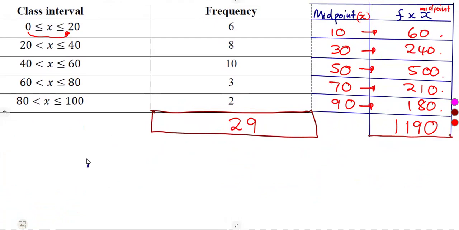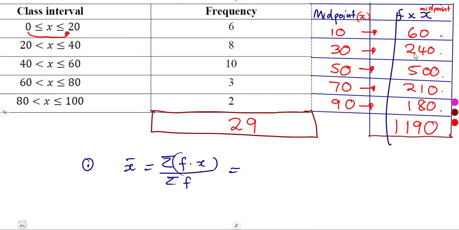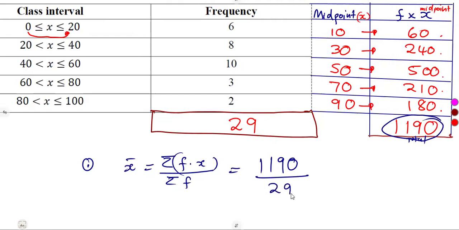So from these, the estimated mean is going to be what? From the formula that we are given, we are simply going to substitute the sum of frequency times midpoint that we calculated, this is the total. We got 1,190 over what? The sum of the frequencies. This is what we have, which is 29. So that is it.